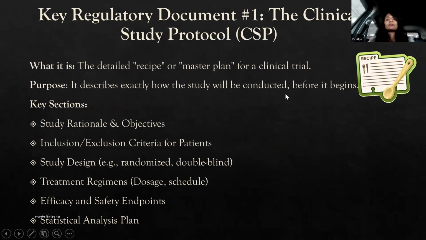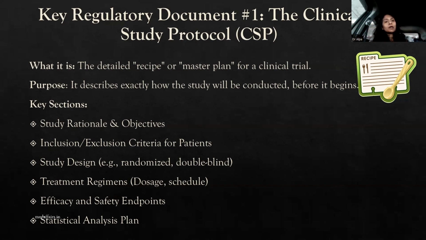Now coming to the first key regulatory document, which we call the Clinical Study Protocol, CSP. It is more or less, we can call it a recipe wherein we will get the exact content list and the flow which we are going to follow. For drug approval or even for medical devices, the entire journey of that particular drug would go through certain stages of trial.